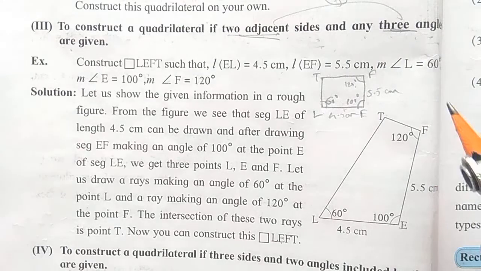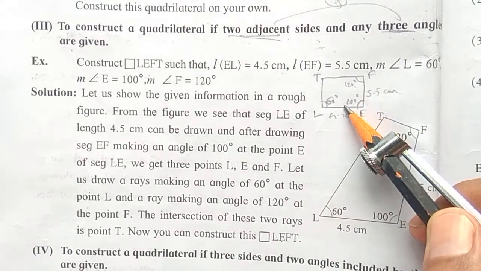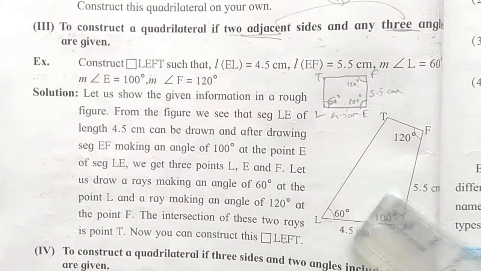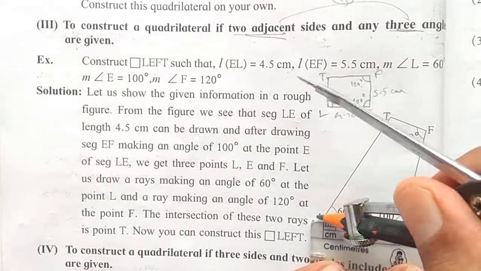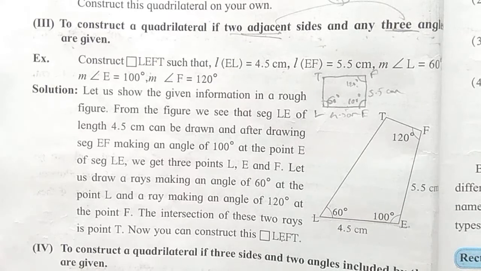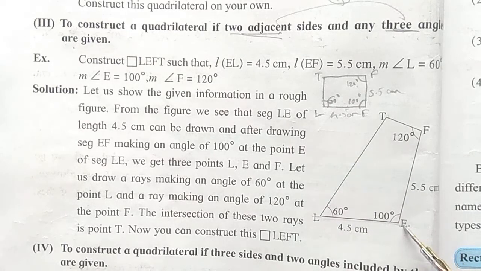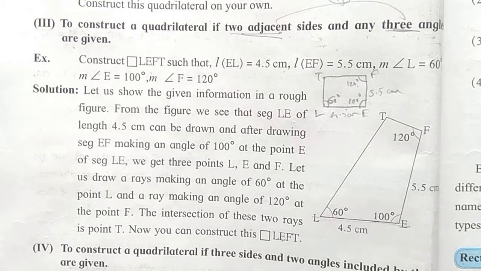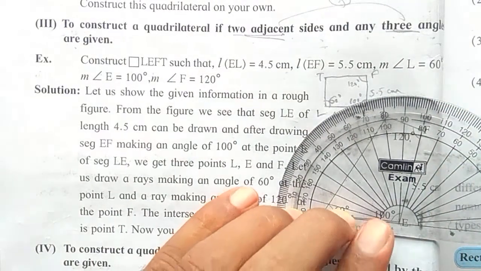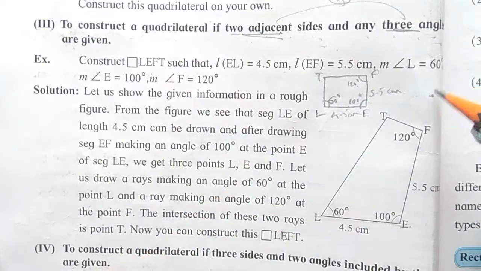Then by using this information of the rough diagram, first draw the base. Draw the base of 4.5 centimeter with the help of scale and pencil. Then with the help of protractor, take the measure of angle 100 degrees from the point E. Make the marking, and draw the angle.